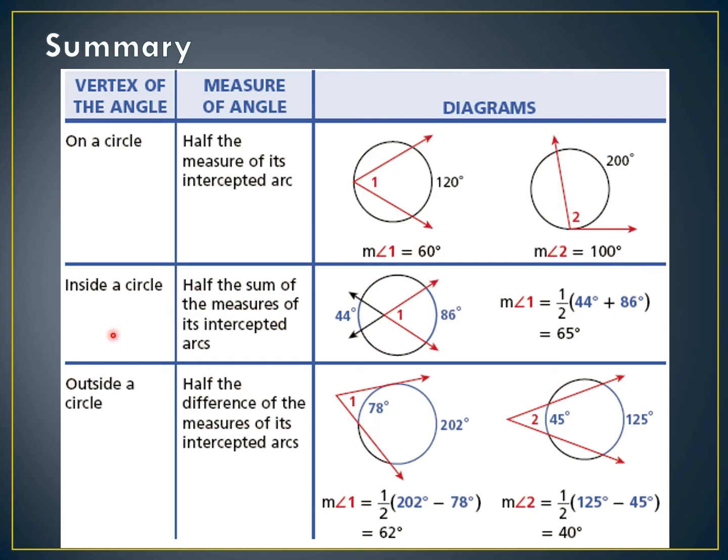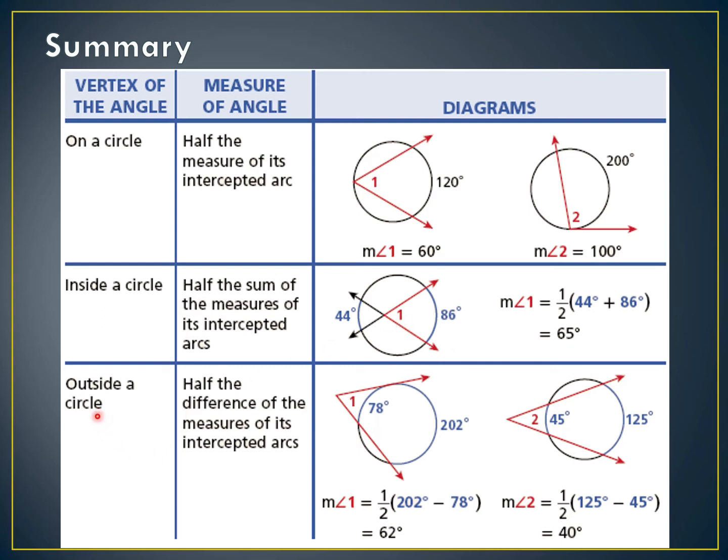On the second theorem, or yung case 2, inside the circle naman yung ating angle. So, ang maggagawin lang natin, i-add lang natin yung intercepted arc, and i-divide sa 2. So, 44 plus 86 divided by 2, that is equal to 65. So, yung measurement na angle 1 is 65 degrees.